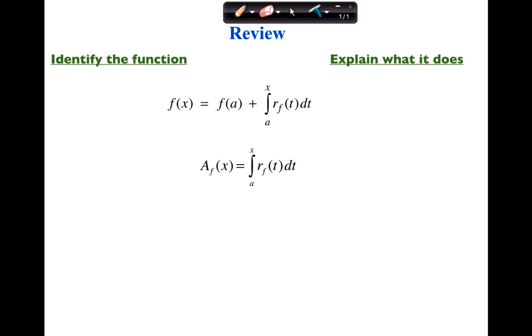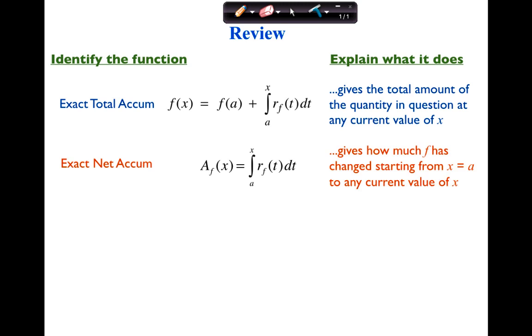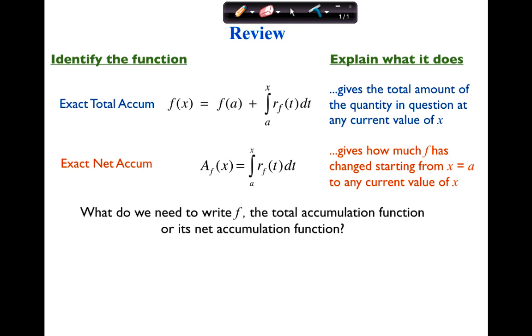All right. So we got exact total accumulation gives the total amount. Exact net accumulation gives how much f has changed since A. We've got that down. So if we need to write a function f, a total accumulation function, or its net accumulation function, then what do we need? And this is going to be the theme for the next month, or the whole course, we could even say. Okay, so we need to find some total accumulation function or net accumulation function. That's going to start by figuring out what. If we have what, then so this is telling us that all we need is really one thing, and we can write down the total accumulation function. What is it that we need?